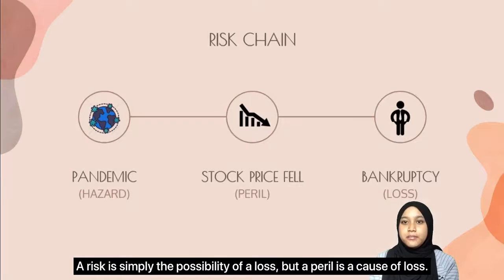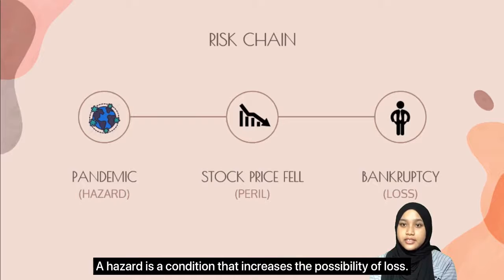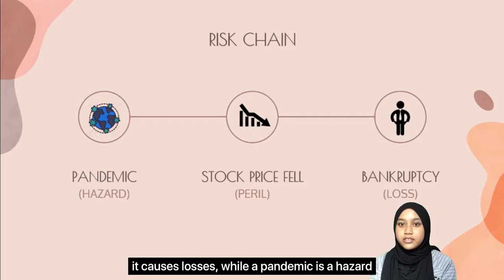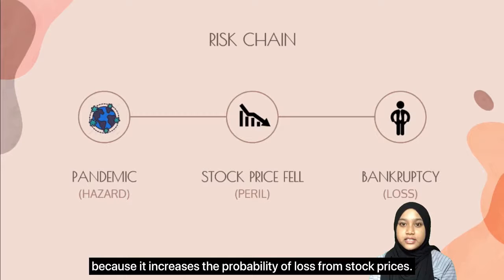A risk is simply the possibility of a loss, but a peril is a cause of loss. A hazard is a condition that increases the possibility of loss. For instance, a stock price decrease is a peril because it causes losses, while a pandemic is a hazard because it increases the probability of loss from stock prices.